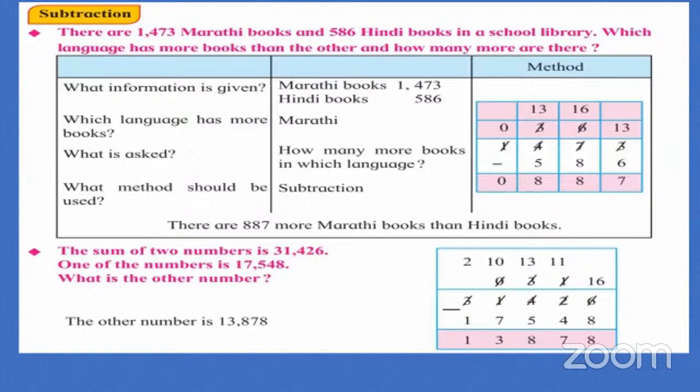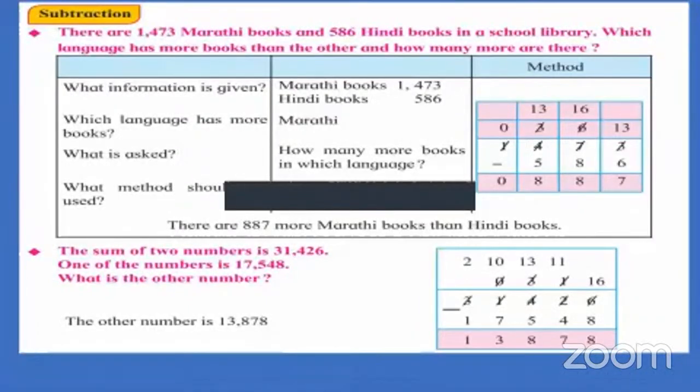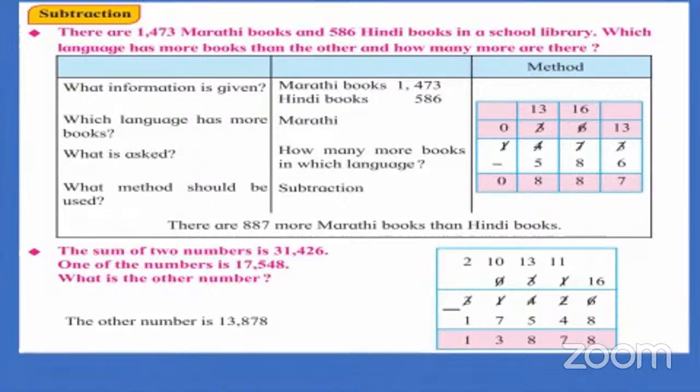Okay. Now, one more example is given there. It's a slightly different example. The sum of two numbers is 30,400. One of the numbers is 17,548. So what is the other number? Now here the total of two numbers is given and we have to find out the other number.